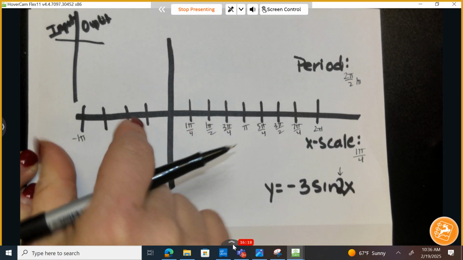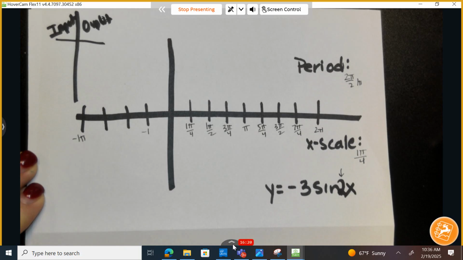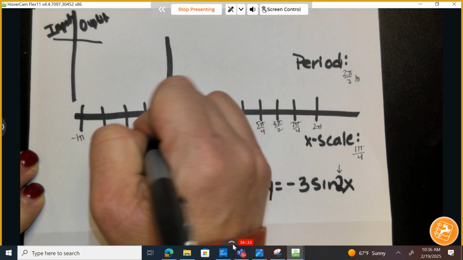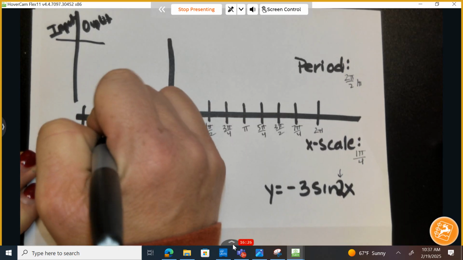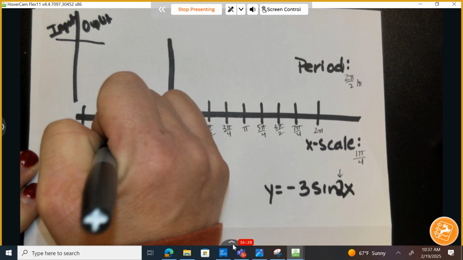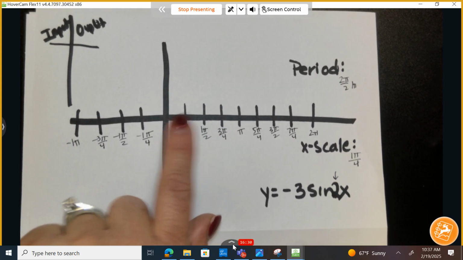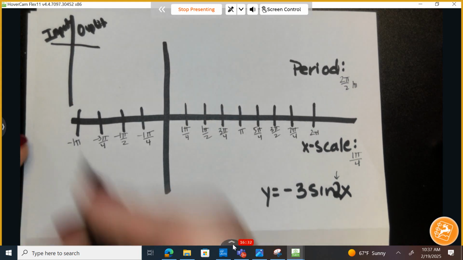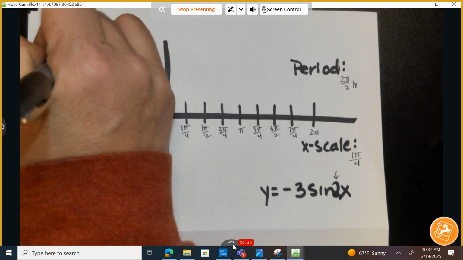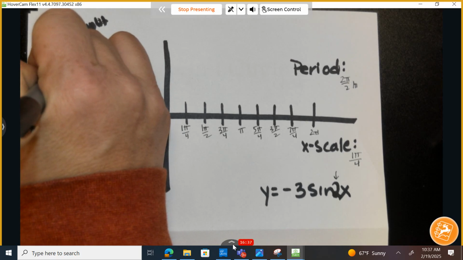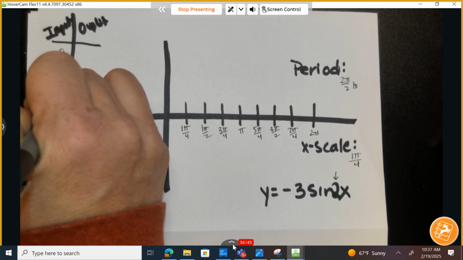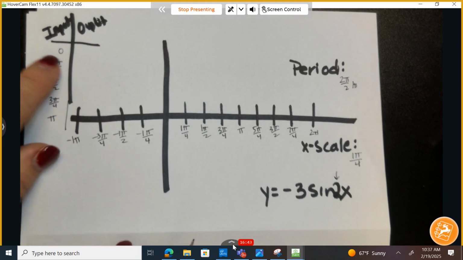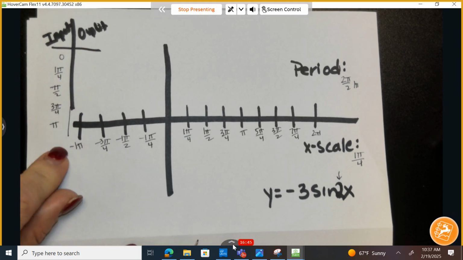Now I get to put these on the opposite side. Reflecting over the y-axis is negative 1 pi over 4, negative 1 pi over 2, negative 3 pi over 4, and negative 1 pi. Your first 4 steps are your input. So this is 0, 1 pi over 4, pi over 2, 3 pi over 4, and 1 pi. Those are my steps. 0 step, 1, 2, 3, and 4.